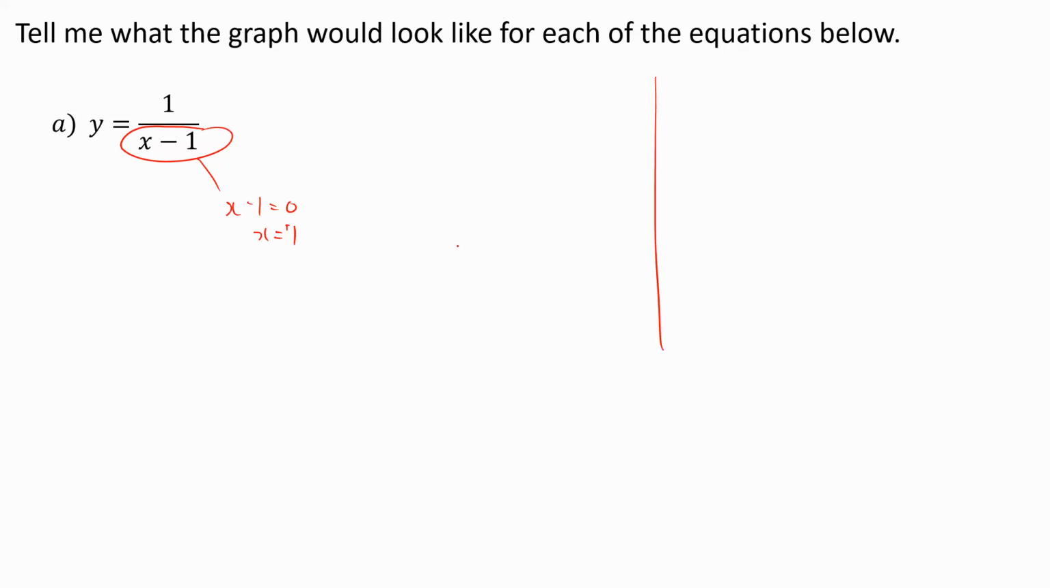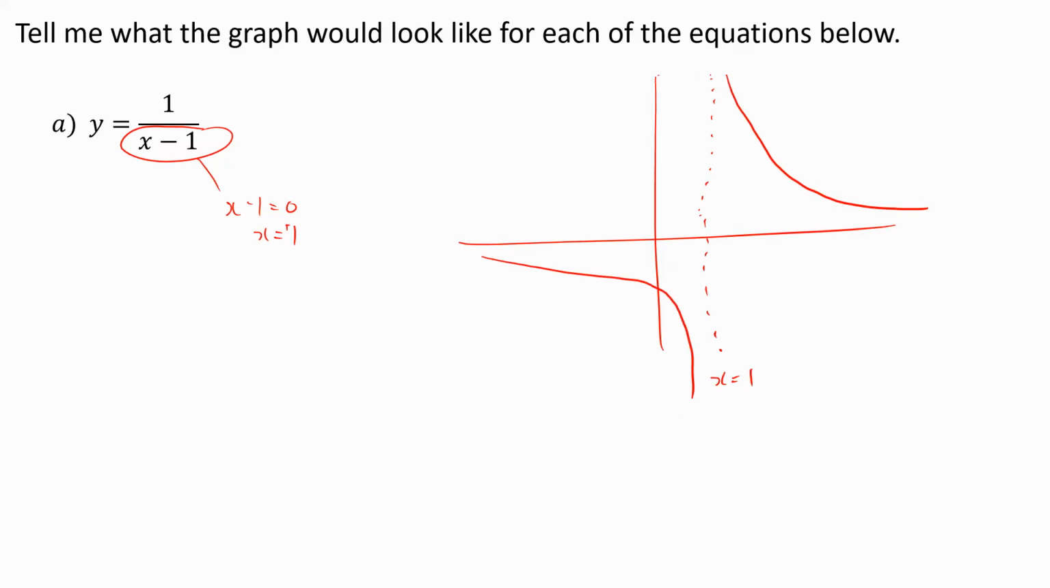So what does the graph look like? Because it moves to the right by 1, the asymptote now is to the right by 1. So it's at x equals 1 instead of 0. And the shape is still the same. Okay, that's my graph of 1 over x minus 1. Let's have a look at the next one.